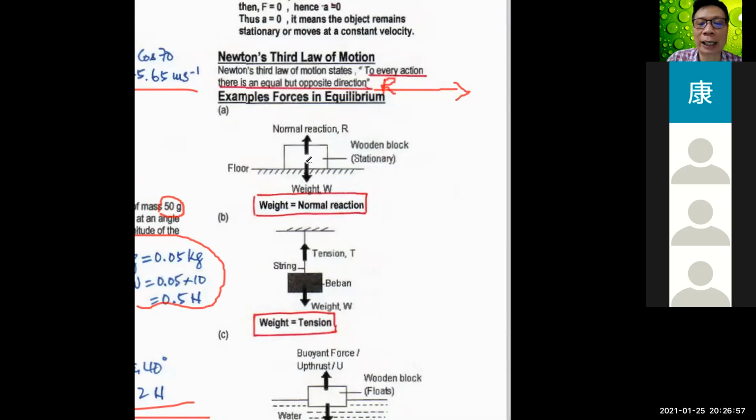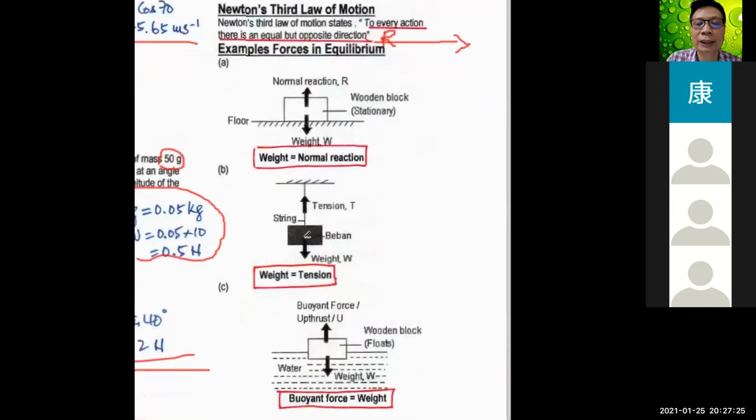Every action, you see this diagram, this is action. This is normal reaction. So Newton's third law says every action will have an equal but opposite normal reaction, or we say reaction only. So this is action, this is reaction. Understand? Newton's third law says this is action, this is equal, the reaction. This one is also the same. This is action, this is reaction. Weight is action, reaction is tension. So these two are also the same.